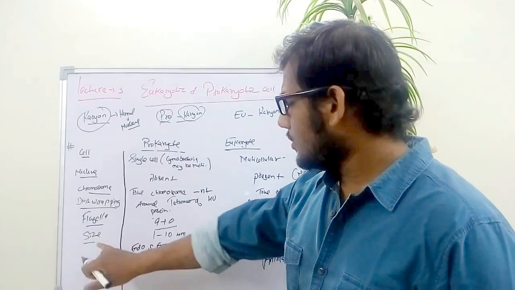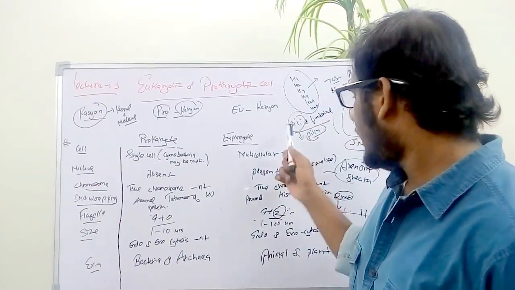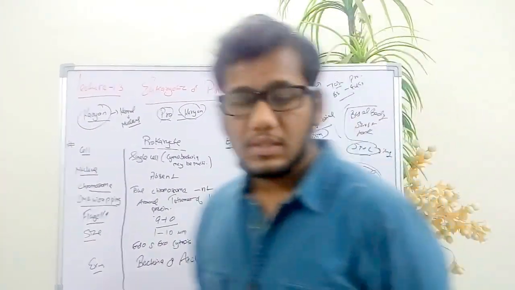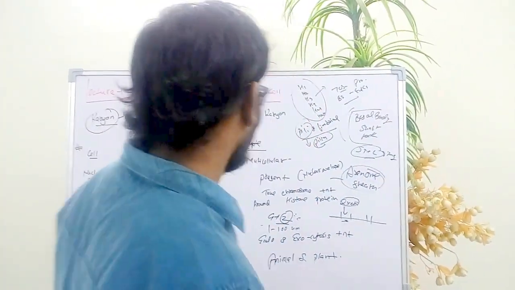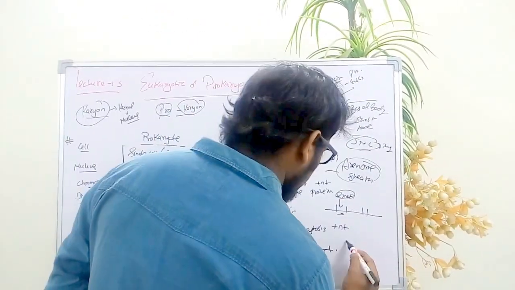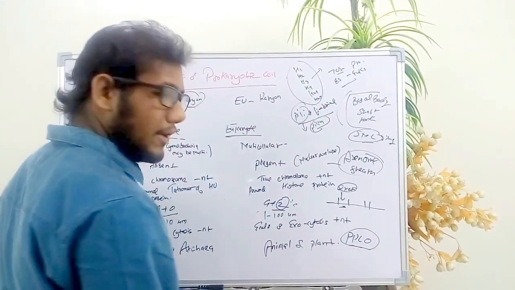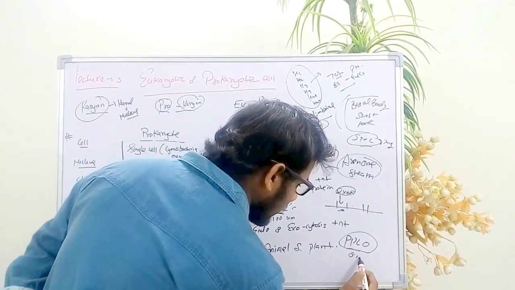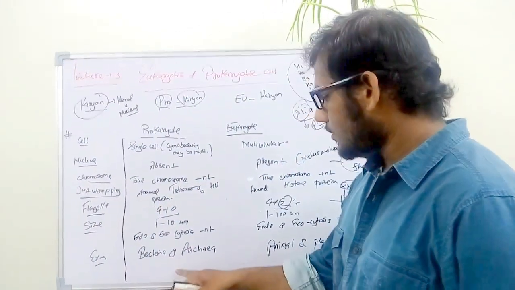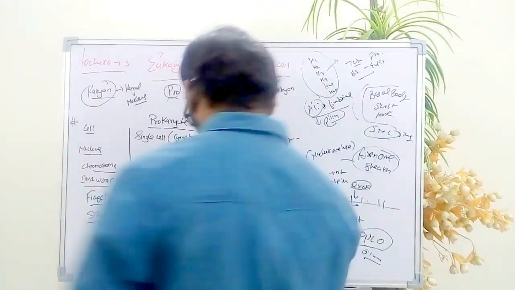And we are talking about size. In prokaryotes the size is 1 to 10 μm. In eukaryotes it is 1 to 100 μm. When we talk about the smallest cell, that is PPLO. It is a mycoplasma. Its size is 0.1 μm. So this is the size difference. Now the last difference is endocytosis and exocytosis.